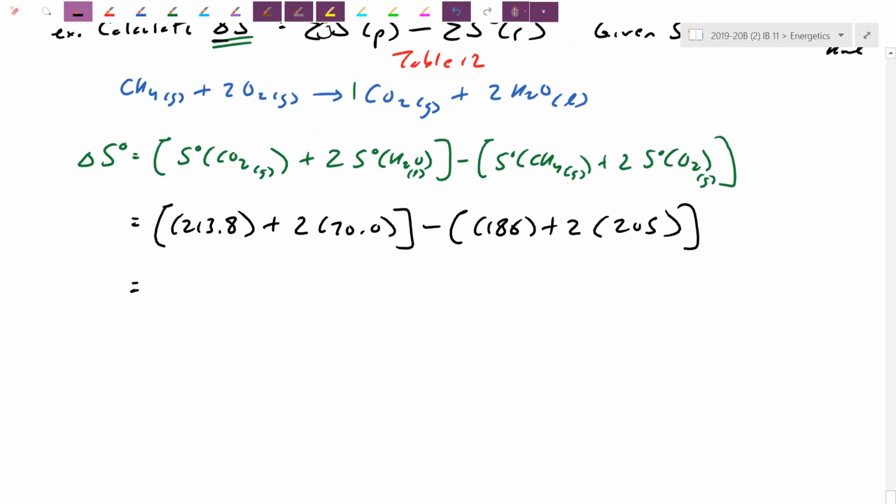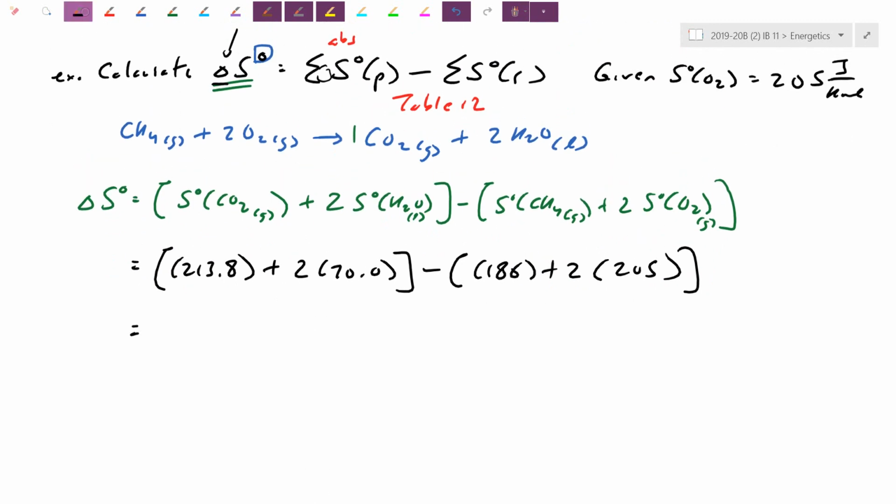I should be able to make a prediction here. I'm going from the most random phase here, where there are 3 moles of gas, over to the other side. The most random phase is gas, but I only have 1 mole of gas. I would expect the delta S to be less than 0, to be negative. Let's actually crunch through the numbers and see what we get. 213.8 plus 2 times 70 minus 186 minus 2 times 205 gives me negative 242.